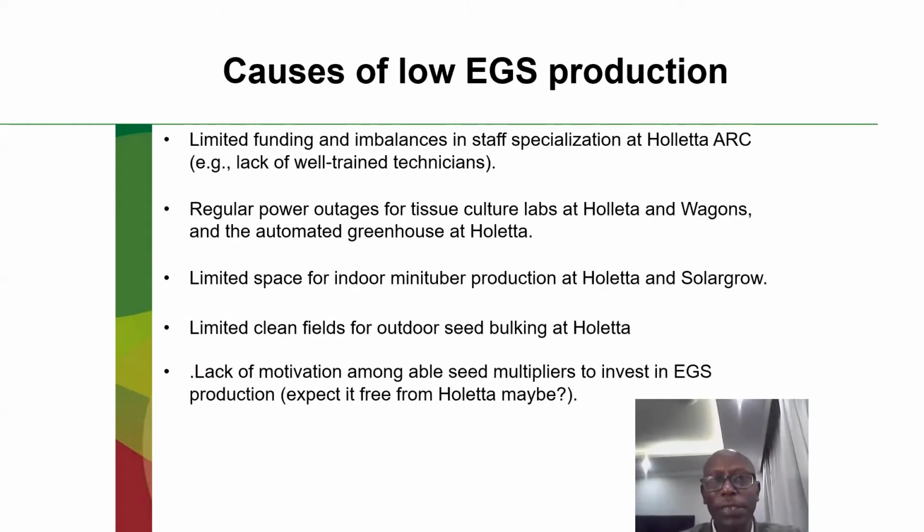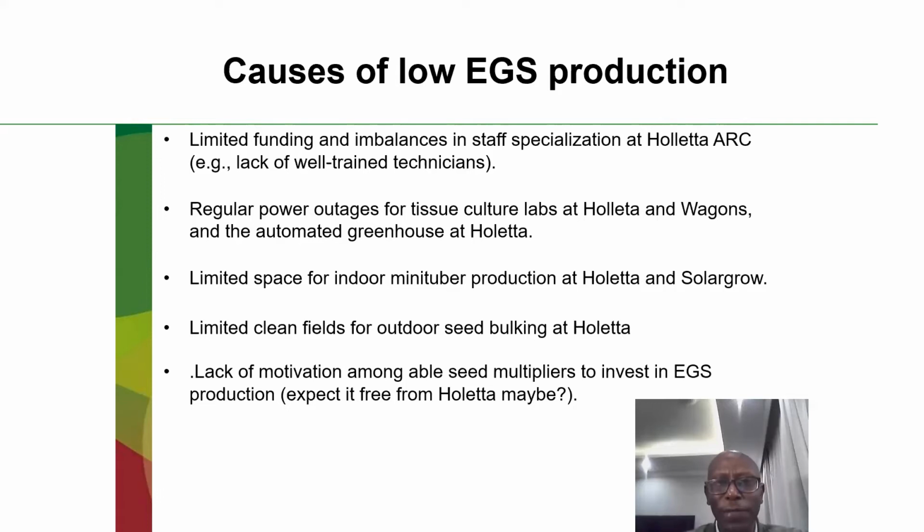So the causes of low EGS production include limited funding and an imbalance in staff specialization at Holeta. For example, there's a lack of well-trained technicians; much as we've got well-trained scientists, we still need technicians to run some of these production labs. There is regular power outage for tissue culture labs at Holeta and at Wagnos. And also at Holeta, they have automated greenhouses, which will not operate without power. The moment power goes, there's loss of material, and that makes production difficult.